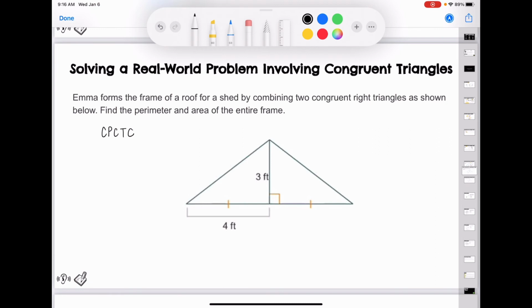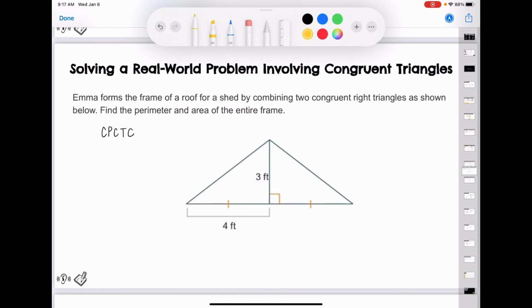Okay? So, here we're told, Emma forms the frame of a roof for a shed by combining two congruent right triangles as shown below. Find the perimeter and area of the entire frame. So what we want to do first is to fill in the missing parts. How will we fill in those missing parts? Well, the easiest way to go about filling in those missing parts is to go ahead and map what we're already given onto the other congruent triangle.